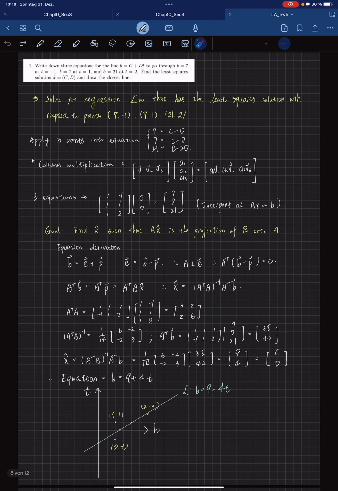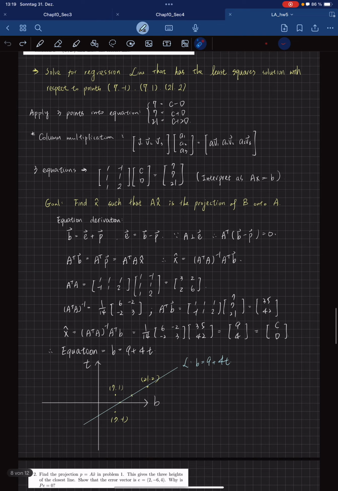The first question is practically just a question asking for a linear regression line that has the least squares solution with respect to the points 7, -1, 7, 1, 21, and 2. These are the points that were given in the question. That is, this is b and this is t. Because we know the line already, we can plug in these 3 points and get these 3 equations.